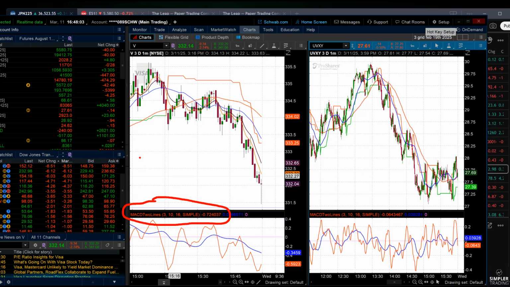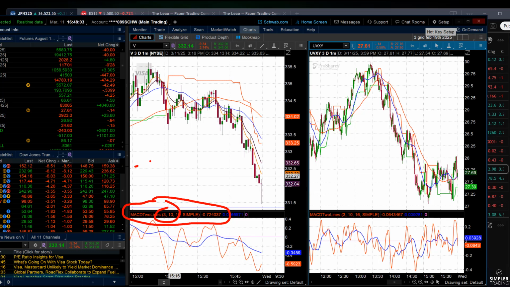Now, I know there are a lot of people that ripped off the name of this. That's what I've been using for 45 years. That's all it is, a simple two-line MACD, 3, 10, 16. That means a 3 simple moving average, a 10 simple moving average, and the width of it.